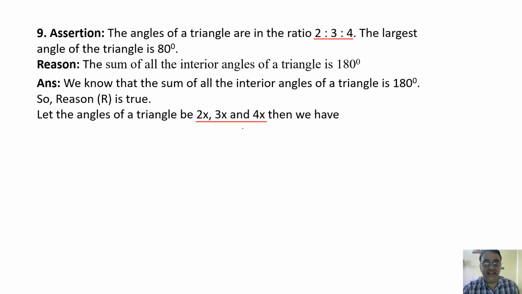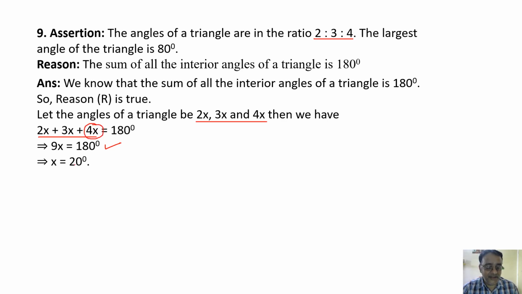So 2x plus 3x plus 4x is equal to 180 degrees. So how much is this? Look, 2x, 3x, 4x, that is 9x. 9x. So what is the value of x here? 20 degrees. 20 degrees, right? In this, the biggest angle is 4x.